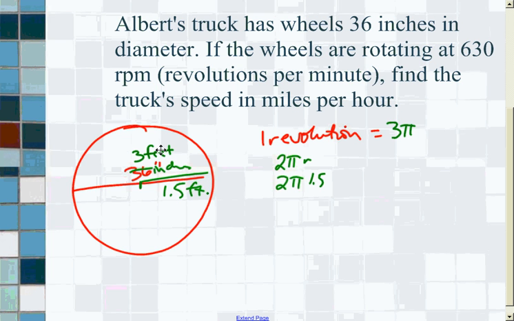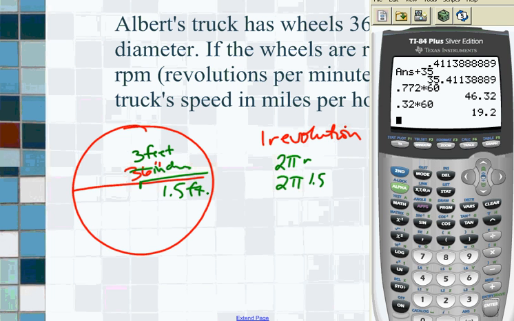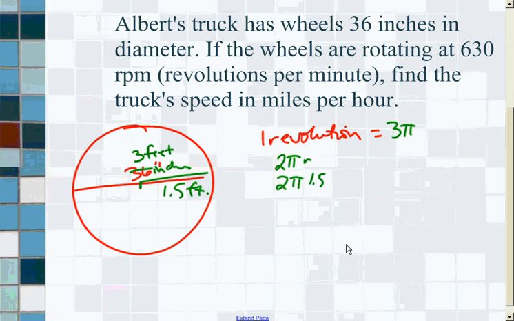So that is roughly 3 times pi, which is 9.42. Okay, so we're going to say 9.425 feet per revolution. And then at this point, you're actually going to go through and, again, just use giant unit conversion.